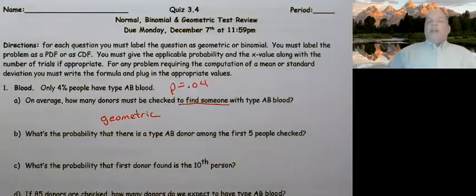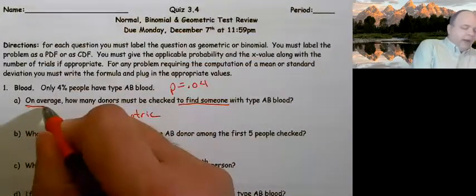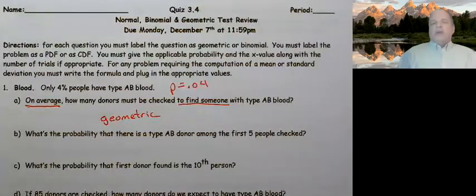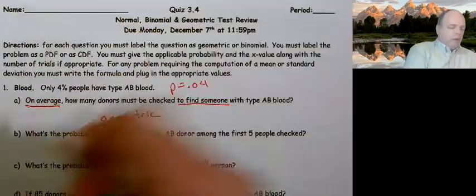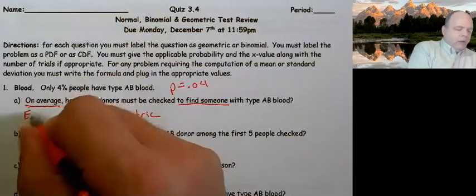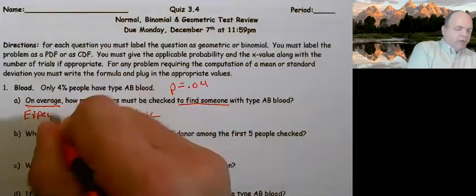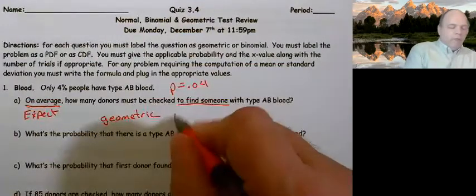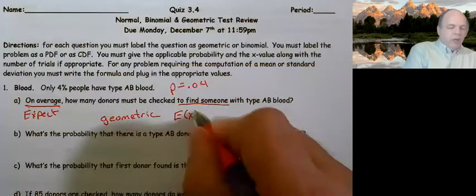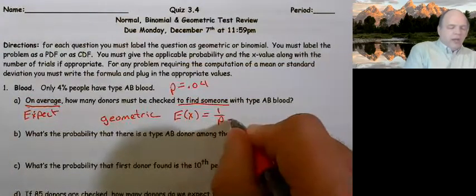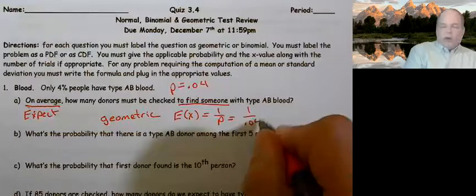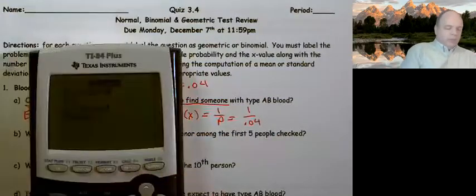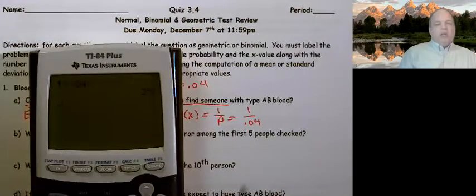Now, they're not telling me which one. So I look over here and I see this phrase on average. On average is another way of saying expect. So I'm looking for the expected value of the geometric. The expected value of the geometric has this formula, which is 1 over p, which in this case would be 1 over 0.04. When I take the calculator and I just go 1 divided by 0.04, I end up getting 25.